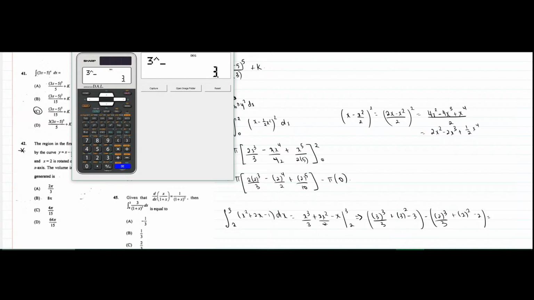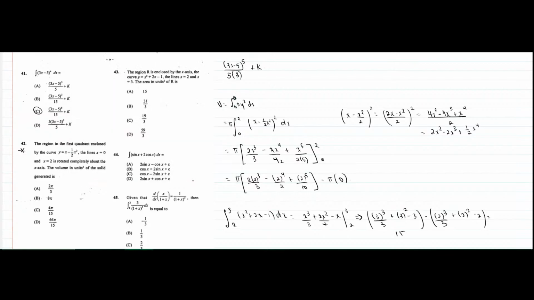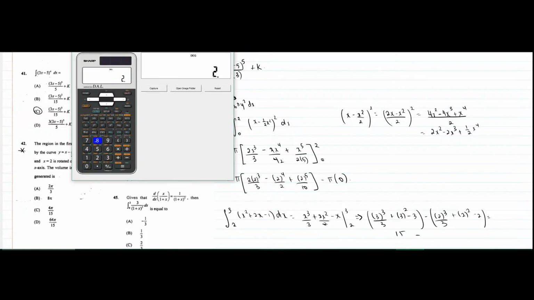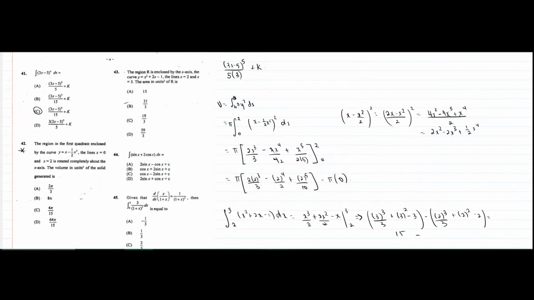3 to the power 3 divided by 3 is 9. 9 plus 9 is 18. 18 minus 3, I like to double check it, you know. I think it's 15. So this first thing is 15. Take away 2 to the power 3 is 8. So I have 8 over 3 plus 4 minus 2, 4 and 2/3. 15 take away that answer is 10 and a third. Bring it down to a fraction, 31 on 3.